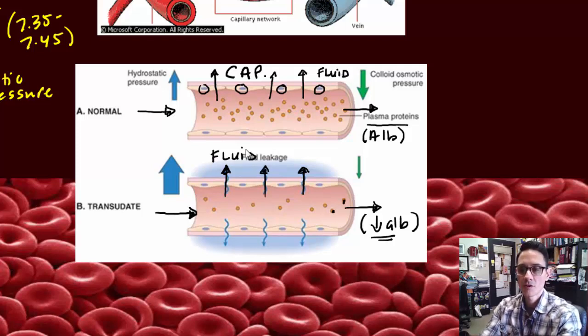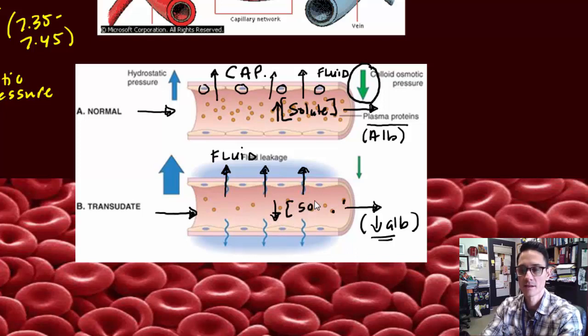However, in normal capillaries, we have lots of albumin inside the capillary. So as soon as fluid is pushed out, we pull that fluid right back in, because that liquid is attracted to an area where there is a high solute concentration. And that high solute concentration is provided by the high levels of albumin in the blood. Well, what if our levels of albumin were low? We'd have a low solute concentration.